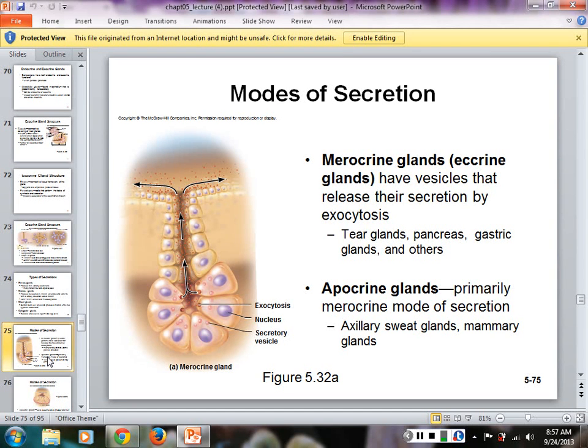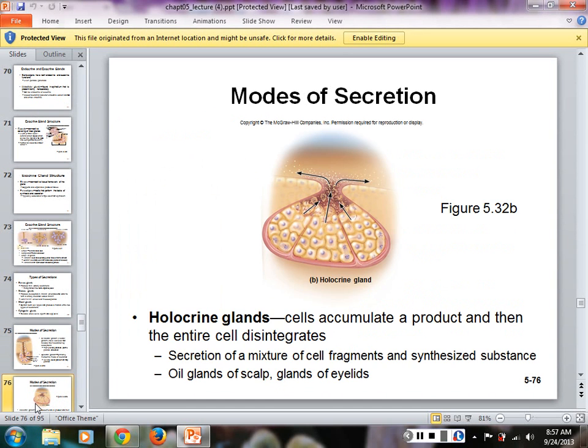Okay. Modes of secretion. That's on page 169. And this one right here, those of you that have oily skin, this one is called the holocrine gland. They're going to change it up on you. They're going to switch the name up on you. It's also called a sebaceous gland.